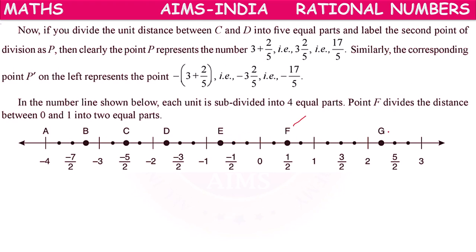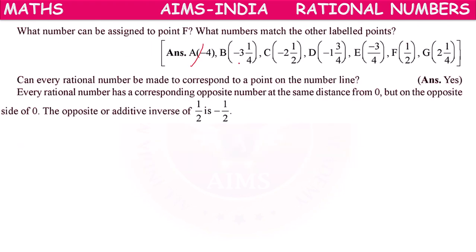So F they have mentioned. What about Z? From 0 to 1, one complete part, 2 complete parts. After that, first part out of 4 parts. 2 plus 1 by 4, or 4 2s are 8 plus 1, 9 by 4. 9 by 4. Like this, we can represent different points on this number line. So A value, B value, C value, D value, E value, F value, G value. Like that, we can find all the values.